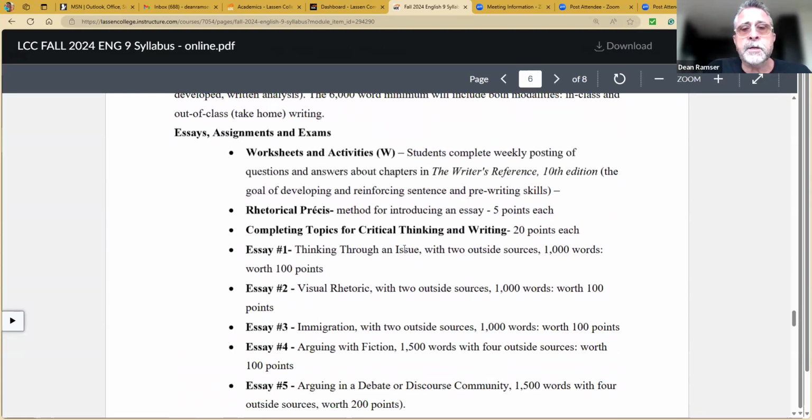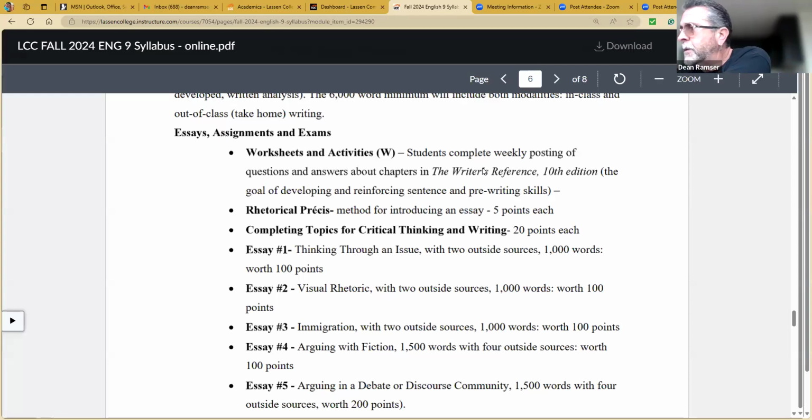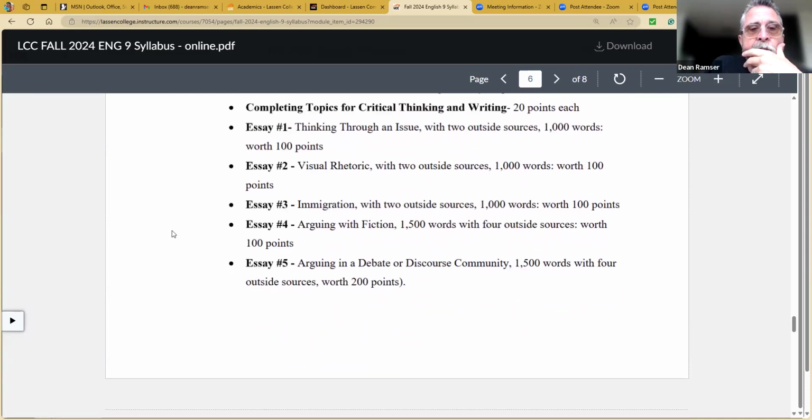So here are the assignments. You've got worksheets and activities. You've got the writer's reference. That's this book here, Writer's Reference, and this is the 10th edition. You have Current Issues, this is the 11th edition. I also have the Kindle version, the 13th. And these are the assignments.